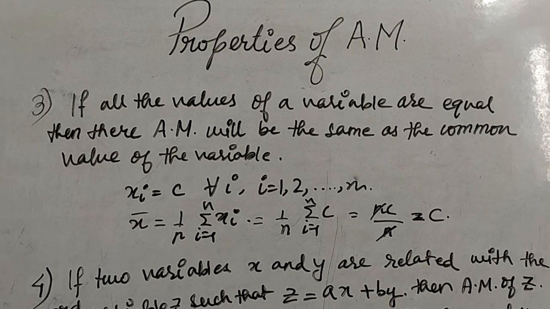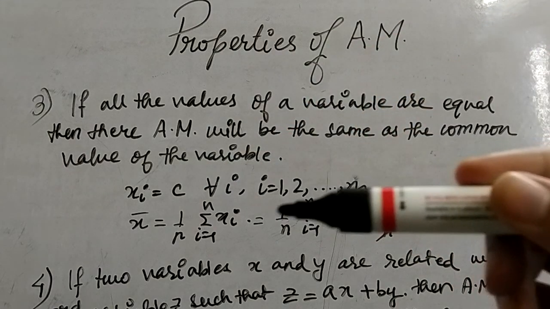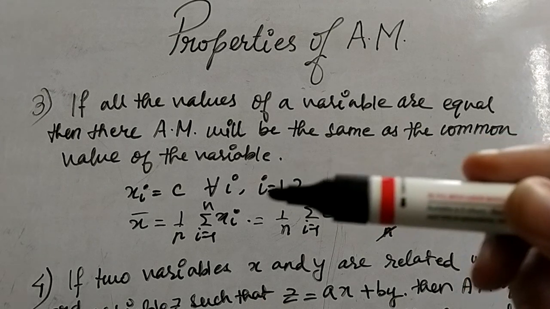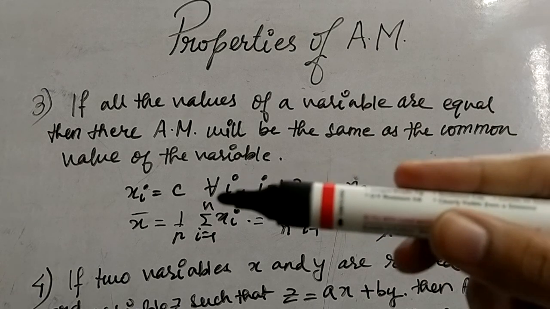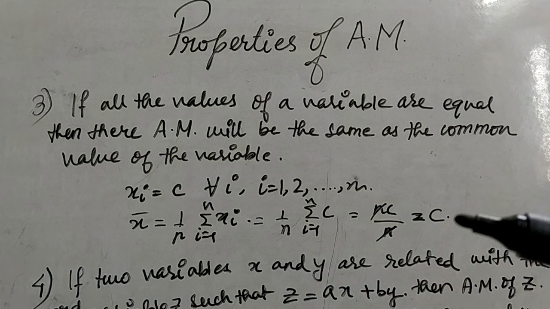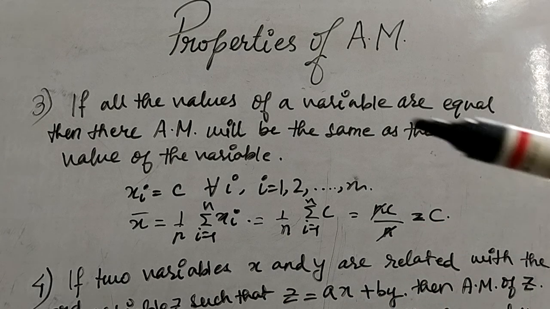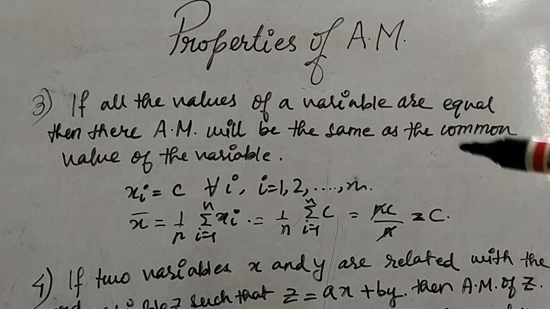Property number 3. If all the values of the variable are equal, then the arithmetic mean will be the same as the common value of the variable. We have taken all the x values as c, where i is running from 1 to n: x1, x2, x3, whatever the value may be, all the values are c. After finding the arithmetic mean, we got the constant, which is the value itself. So here comes the third property, which we have just proved.